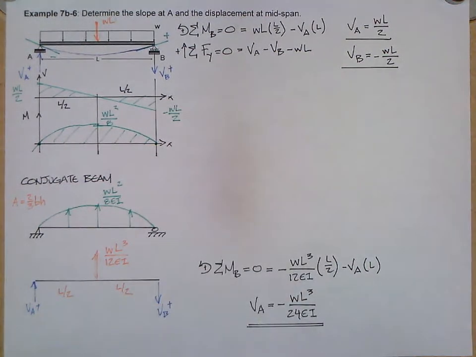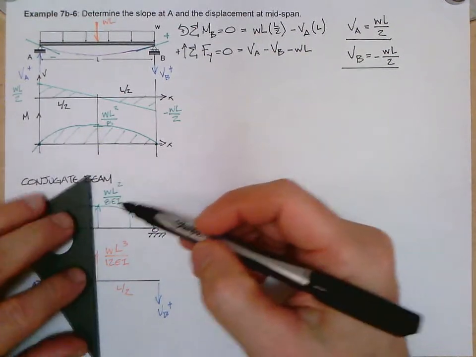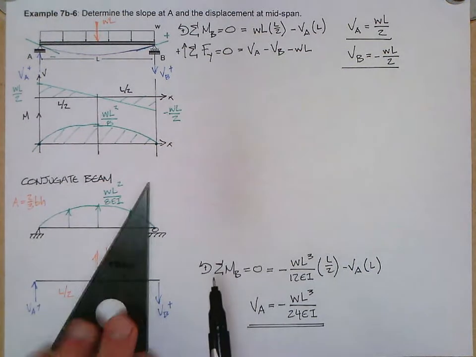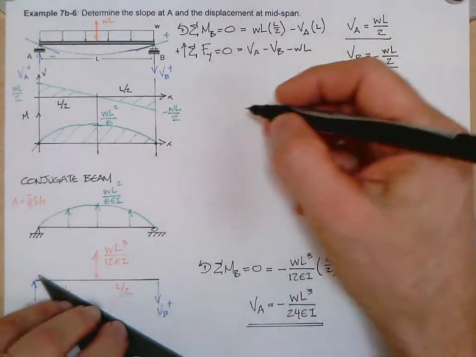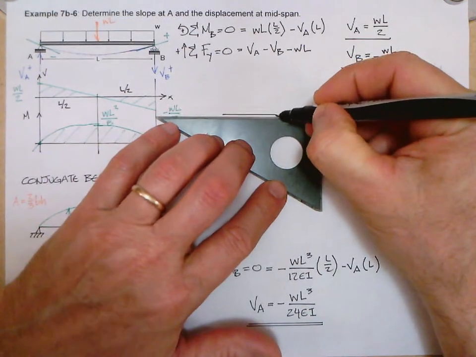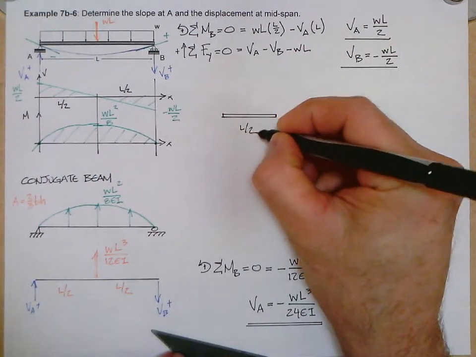Now to find the displacement at the midsection, I'm going to have to cut this structure right here in the middle and either look at the left side or the right side. I think the left side is going to be the best one right now because I've already got the shear at A. So I'm going to come up here and draw that. So there's my segment. That's L over 2.